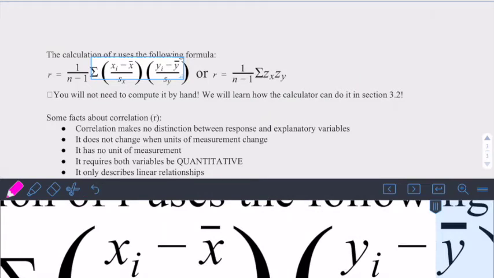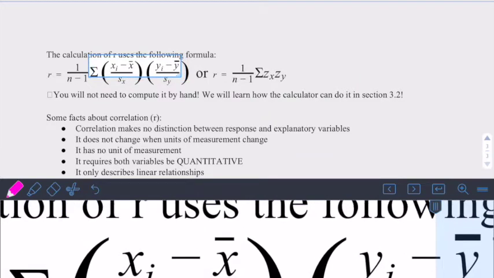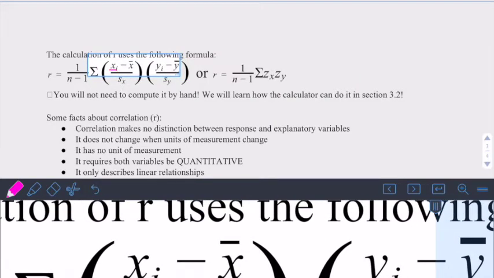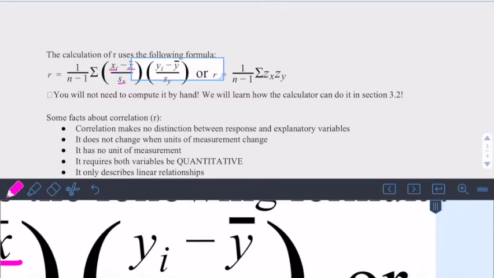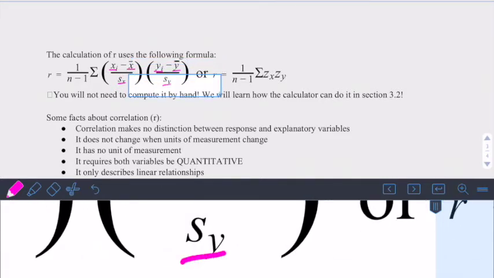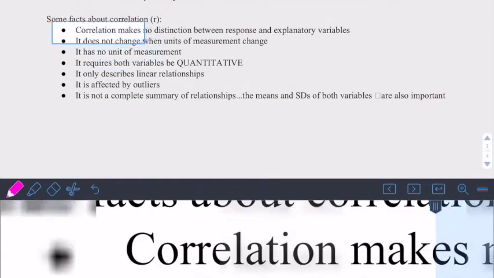But basically, it's not that tough. You have your individual point, and then how far away it is from the mean in the x direction over the standard deviation of the x's, which makes sense. And then you have the same thing with the y. You have your actual point, how far it is away in the y direction, and then divided by the standard deviation of the y's.